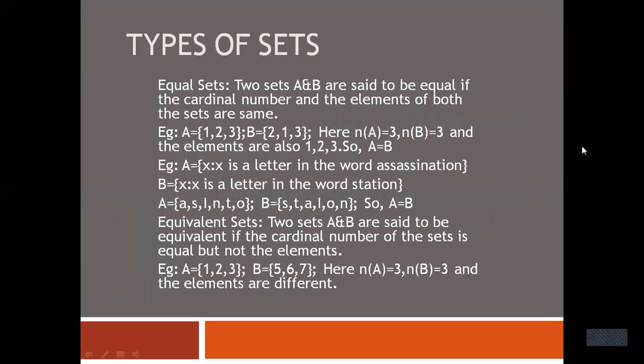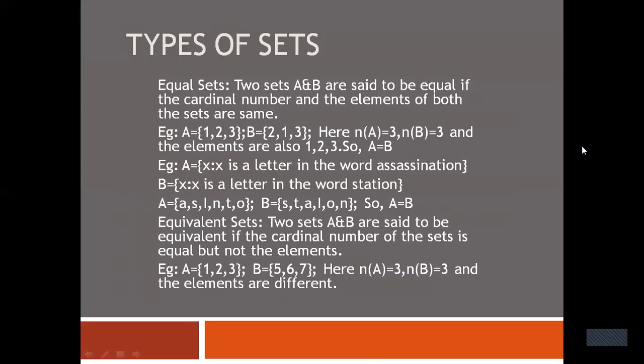The next type of sets are equal sets. What are equal sets? Two sets A and B are said to be equal if the cardinal number and the elements of both sets are the same. Example, set A is equal to {1, 2, 3} and set B is equal to {2, 1, 3}. Here the cardinal number n(A) is 3, and in set B the cardinal number n(B) is also 3. The number of elements in both sets is the same, as well as the elements. The elements are not in the same order in set B, but the same elements are there in both sets. That's why A and B are called equal sets.